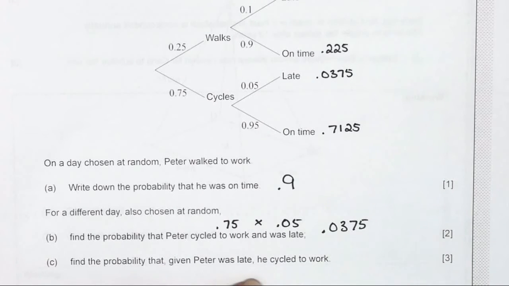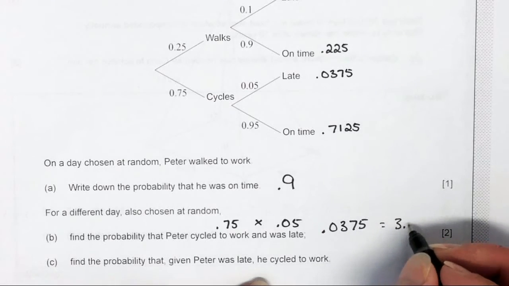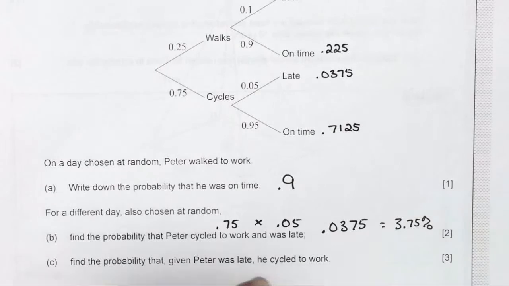Did you write 0.0375 in your answer box at the bottom? Did you put 0.0375%? What would this be in percent? That's a different answer. Yeah, 3.75%. So be careful of that.